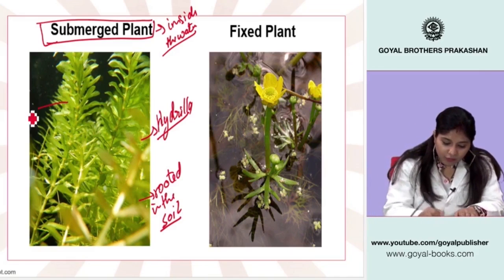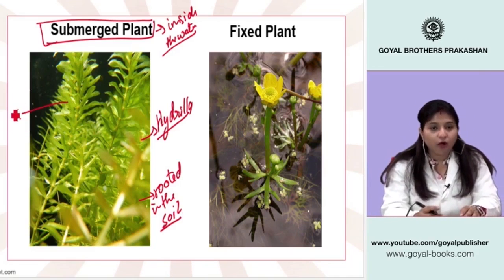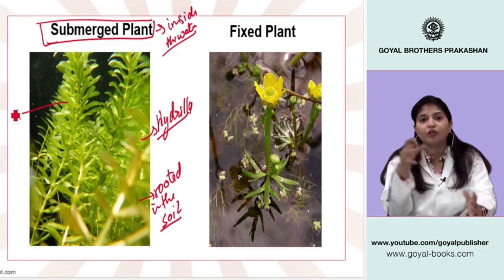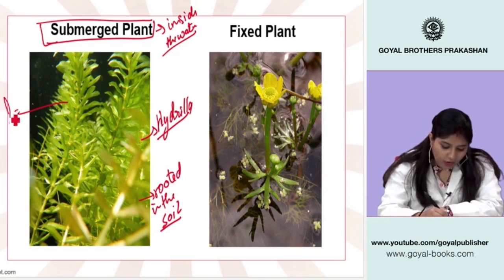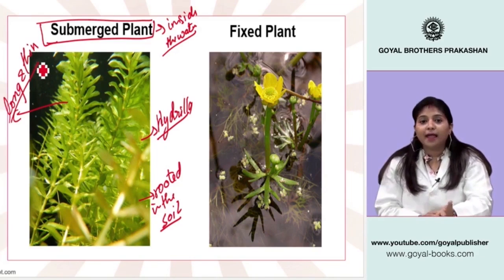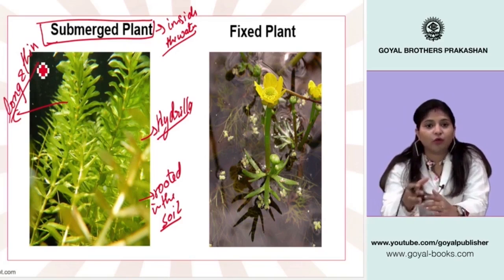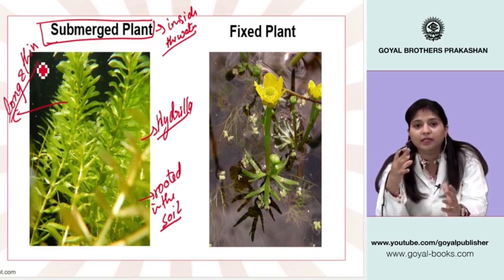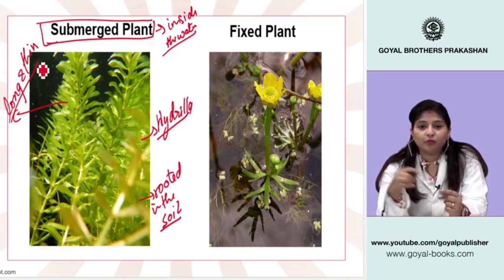Then apart from that, if you look at the leaves, they are not flat, they are not round, they are not big. The leaves are long and thin. Why are they long and thin? Because they are present in the water, and so that the pressure of the water does not tear up the leaves, it is very important for them to be long and thin.